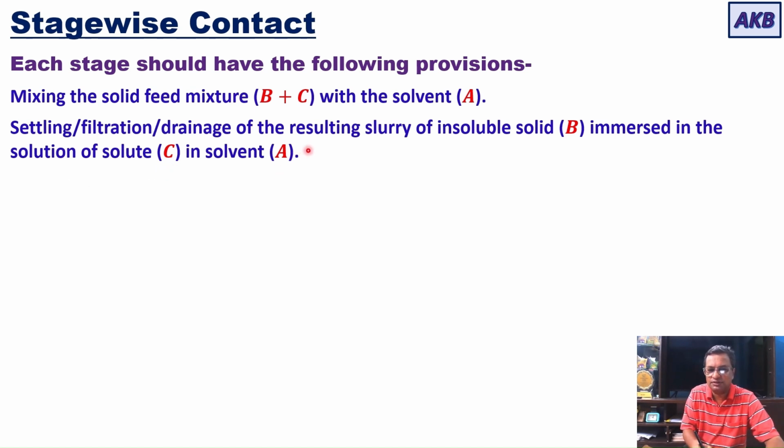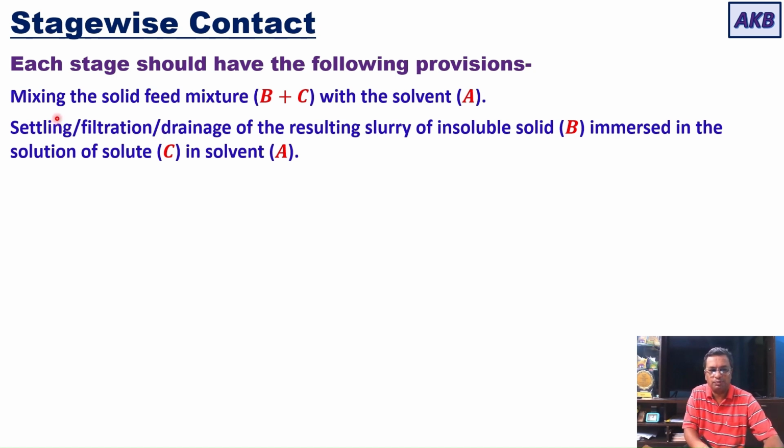So once you have this slurry, you need to settle the solids in order to remove the clear solution, or you may need filtration of the slurry in order to separate the solid phase from the liquid phase, or you may have to drain the liquid in order to get the clear solution. So there should be a provision either for settling or filtration or drainage. This is necessary to separate the clear solution of A plus C from the leached solids.